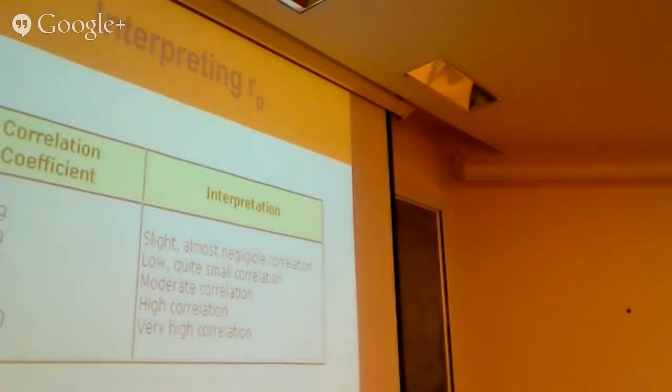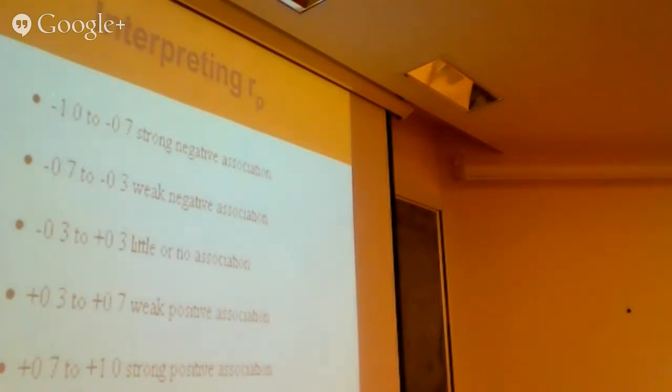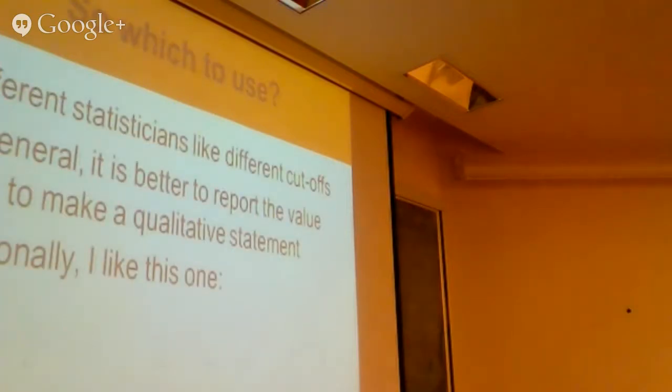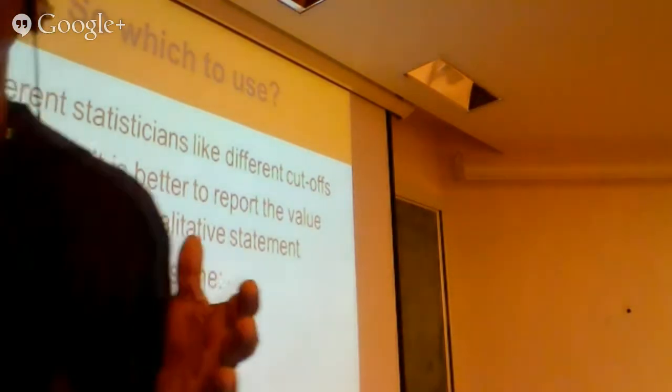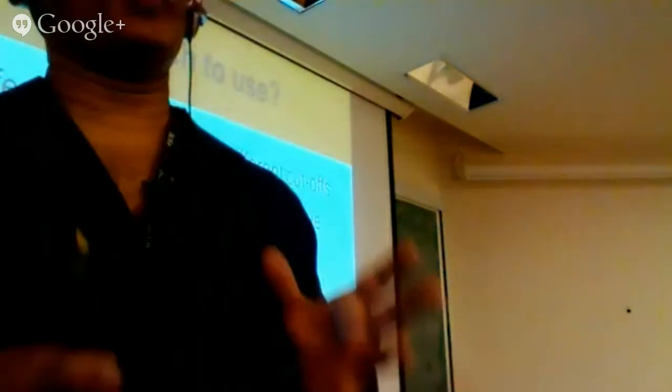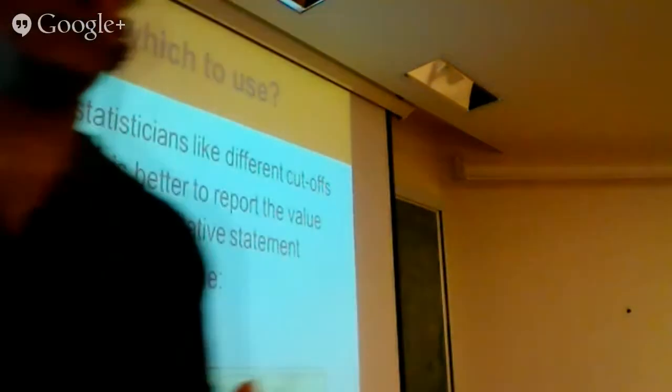It also applies to negative values. Same thing. Here's another one. If it's 0.1 to 0.7, it's strong, and so forth. So different statisticians like different ways of doing it, different cutoffs. So in general, you just report the number and let the reader make up their mind if it's strong enough. Personally, I like this one.